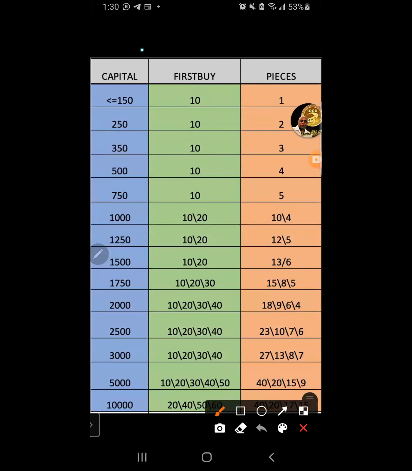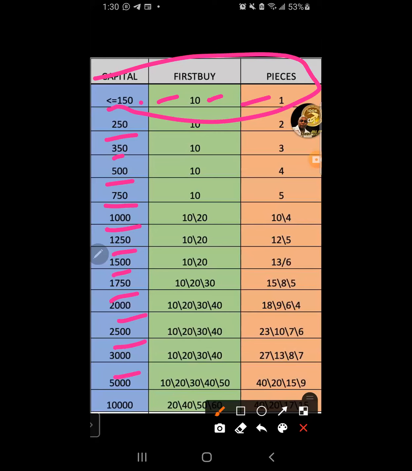You may see Supremex, they created a chart and they put the charts there. If you have 150, you see they put 10, put 10 first buy, put 1 piece, they've given. So look for whatever your funds fall into here and make use of it. To understand these ones that are in 3s or 2s, it means that the first one, which is 10, if you have 10 first buy, use 10 pieces. If you have 20 first buy, use 4 pieces.